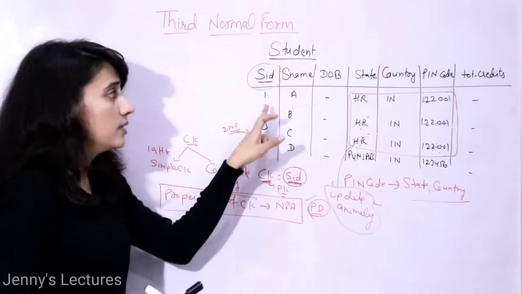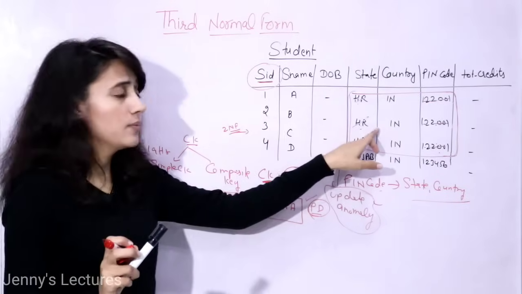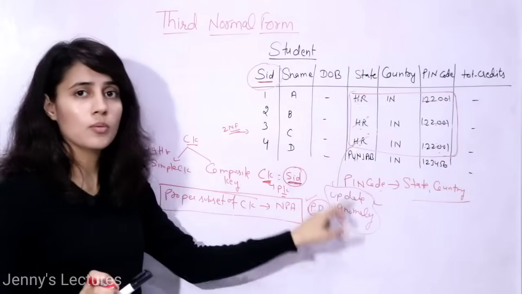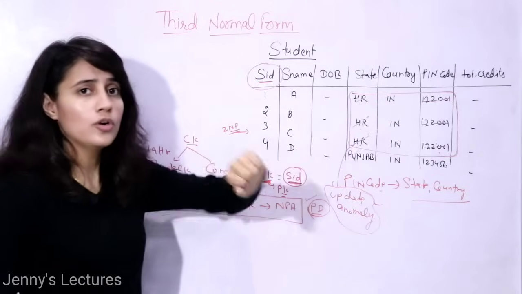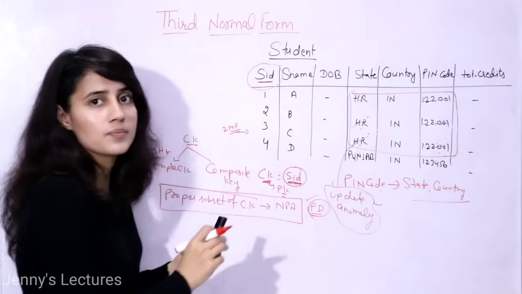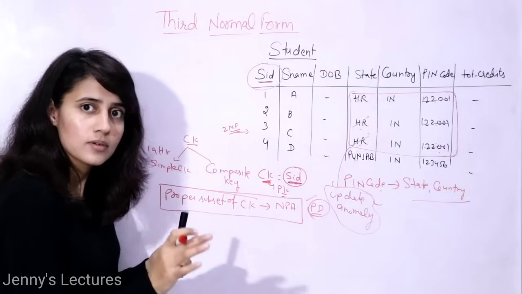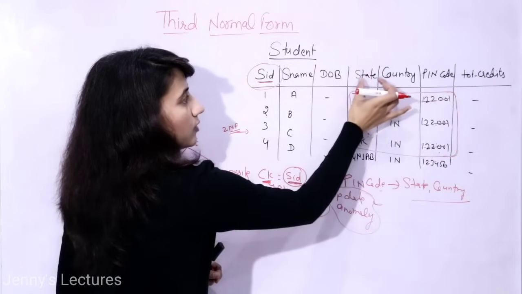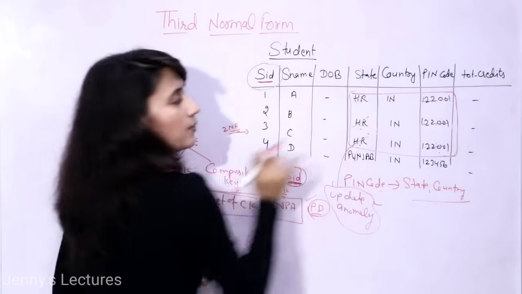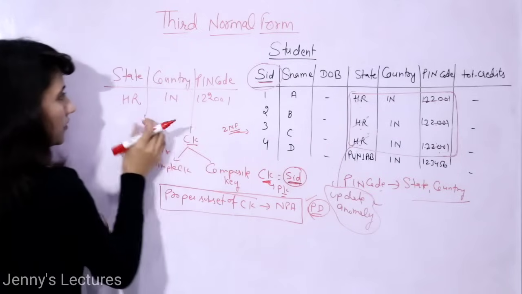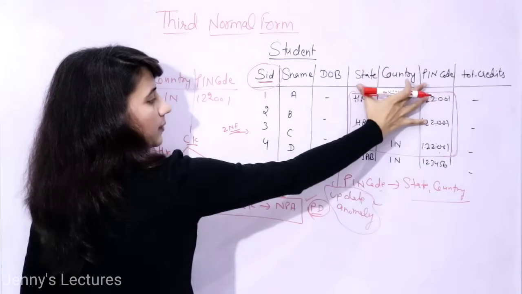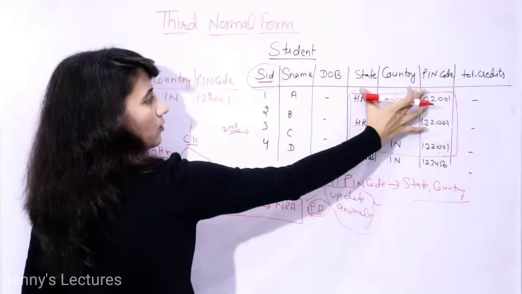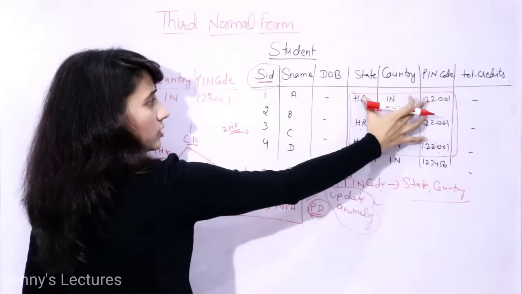Because of this redundancy we have update anomaly here. Although the table is in second NF, still there is some redundancy, still we have update anomaly if the table is in second NF. So to remove this, you can divide this table into 2 tables. Another table you can make contains state, country and pin code, like this. This is the second table. I have taken this dependency and decomposed this table into 2 parts.